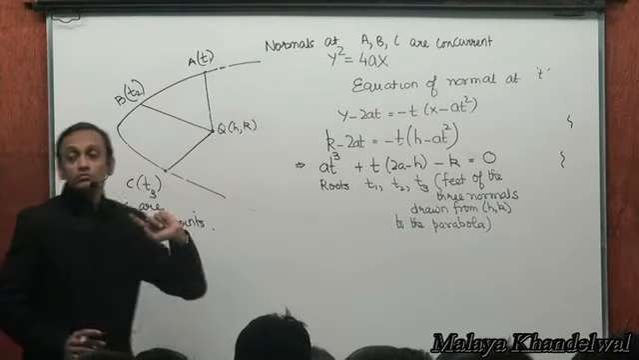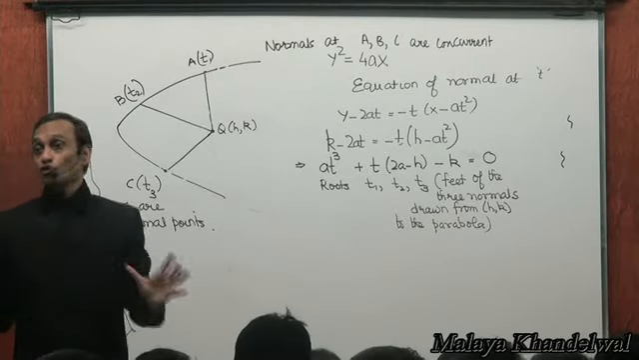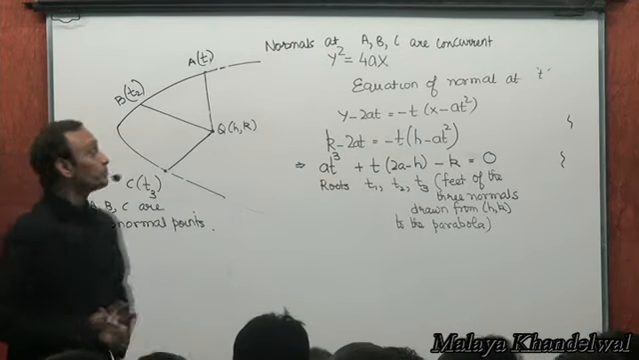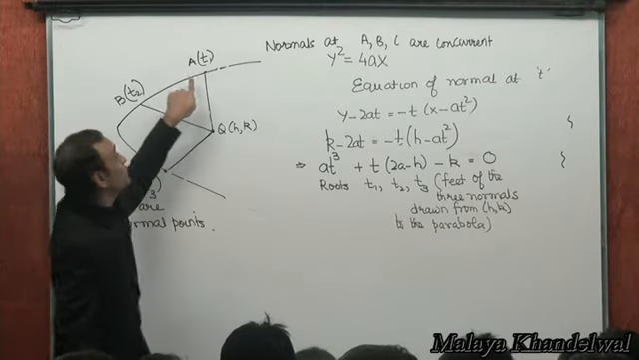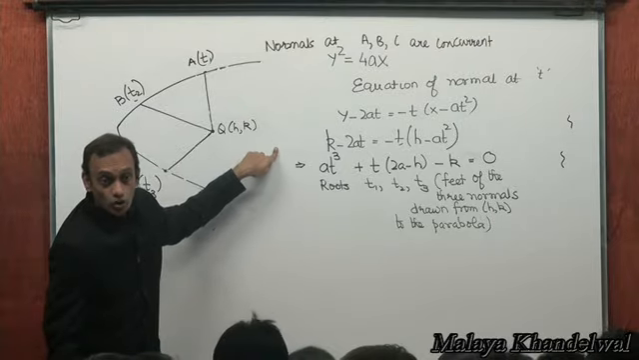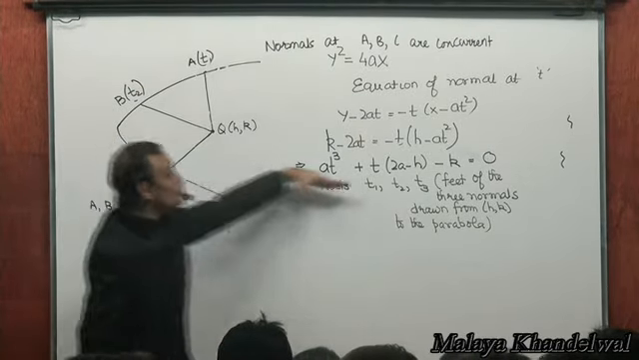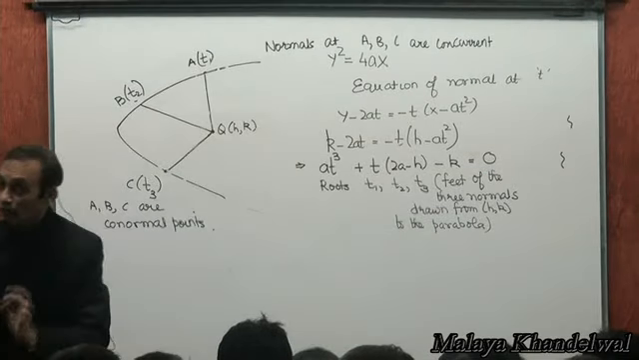So now, talk of 3 co-normal points ABC. Right? So, if these are 3 co-normal points ABC, with feet being T1, T2, T3, then the normals at these points intersect at H comma K. Right? And the 3 T's are roots of this cubic, for a standard parabola. Right?